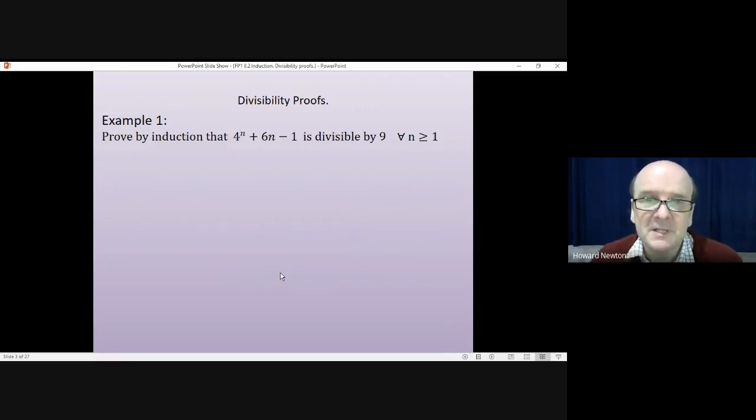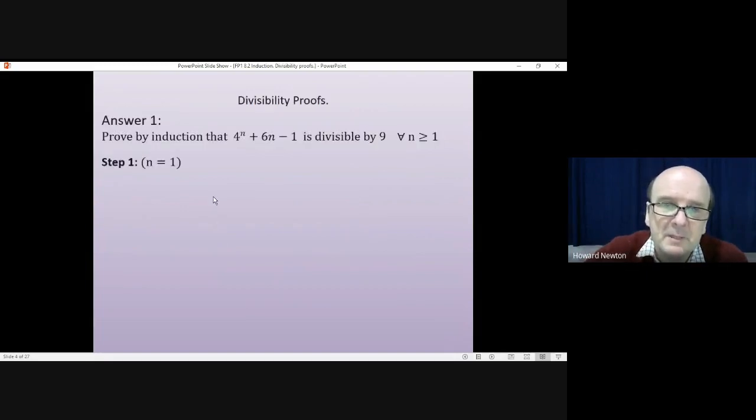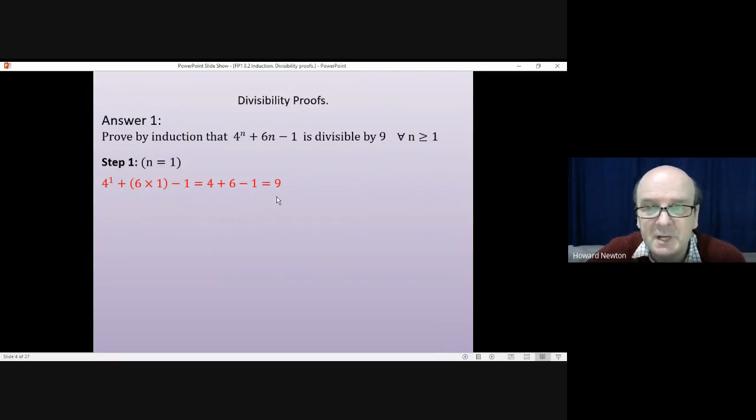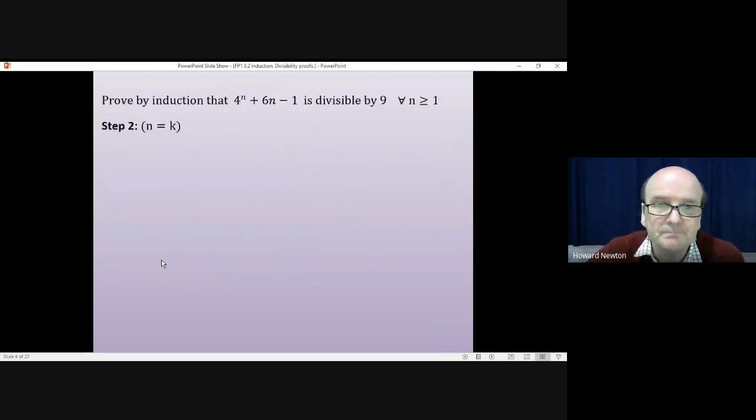Okay, we'll go through this together. Don't worry if you struggled a bit. It does have a very different feel from the proofs that we did in the first chapter. The beginning is the same. You look at n equals 1 and see how that works. Putting n equals 1 into the expression gives us this, which becomes 4 plus 6 minus 1, which equals 9. Is 9 divisible by 9? Yes, it is. Therefore, the statement is true for n equals 1.